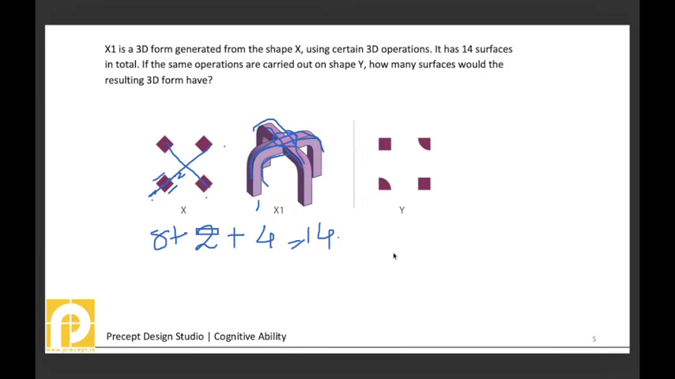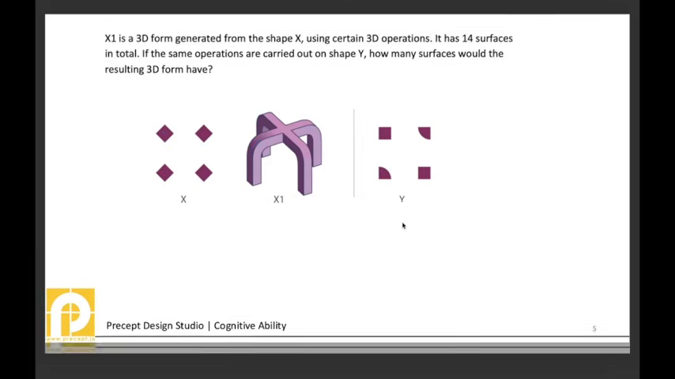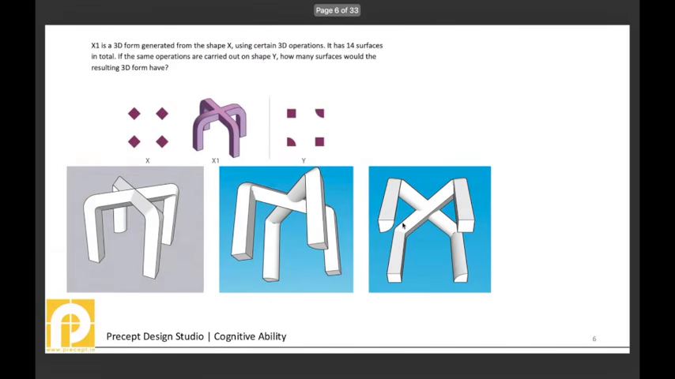Okay. Now, if this same 3D operation is performed on the shape Y, we have to count the total number of surfaces that get generated in the 3D. Okay, so let's see the shape Y now. So in the shape Y, when I repeat that same process, this is the kind of 3D that gets generated. In this, if you see this particular surfaces 1 and 2, 3 and 4, these two surfaces are the same.